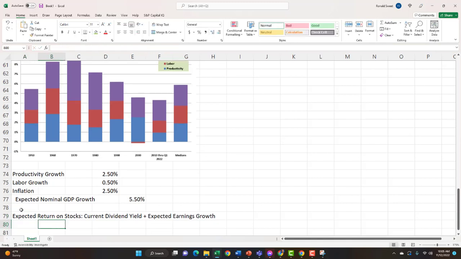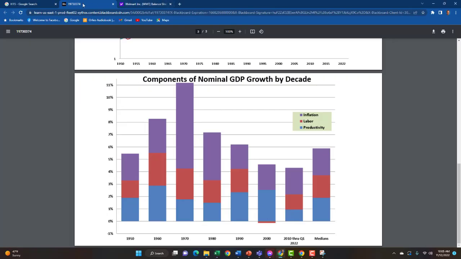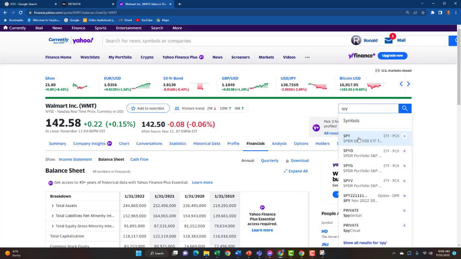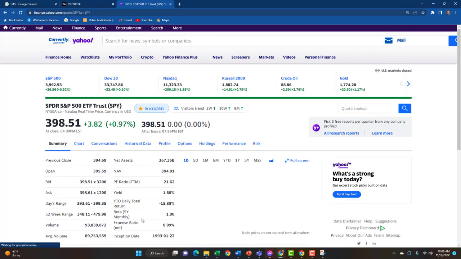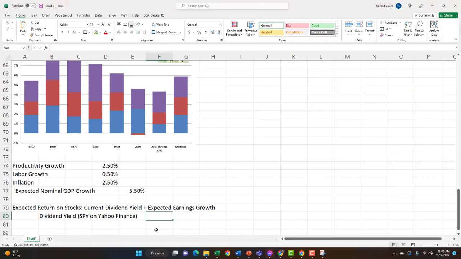So the current dividend yield, I can get that by looking for SPY, the security SPY on Yahoo Finance, and get its dividend yield, because that SPY is the S&P 500. It is the market. So if I go into Yahoo Finance and type SPY and look on the summary page, I can see that the current dividend yield is 1.6%. Make sure you look for it on the day you do your paper. It's going to move around as the stock market moves around.